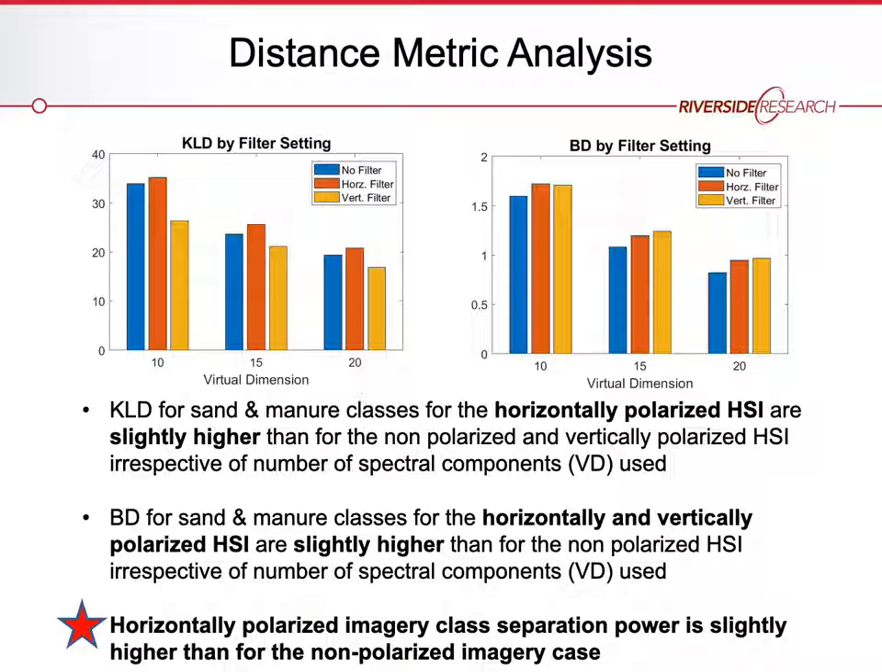So what this means is that the horizontally polarized imagery class separation power is slightly higher than for the non-polarized imagery case. What we see in this analysis is that the horizontally polarized lens does give us a slight advantage.